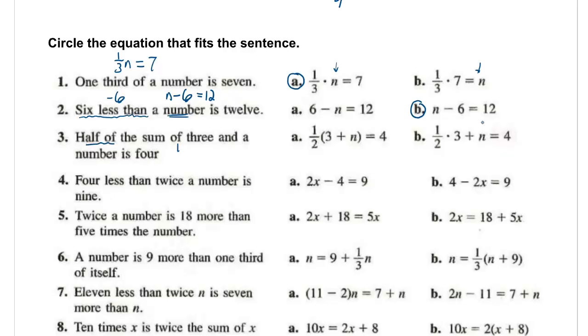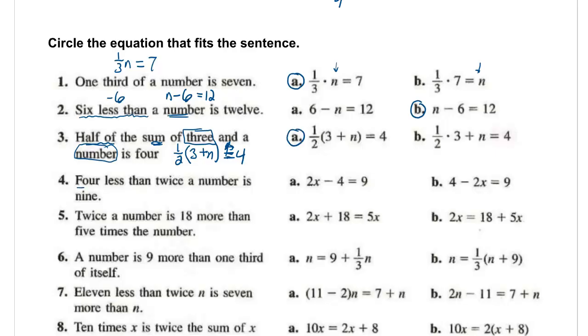Okay, number 3. Half of, so 1/2 of something that you're going to write after the 1/2. Now let's read further. A sum. We're going to have two things added together. The two things are going to be joined with the word and in the sentence. So we can see what the two things are. They have the word and between them. One of them is 3, a number. We're going to use n for that. So 1/2 of 3 plus n. And now it says is 4. So that's equals 4. That's choice A.